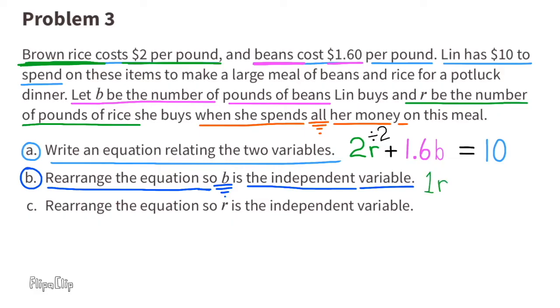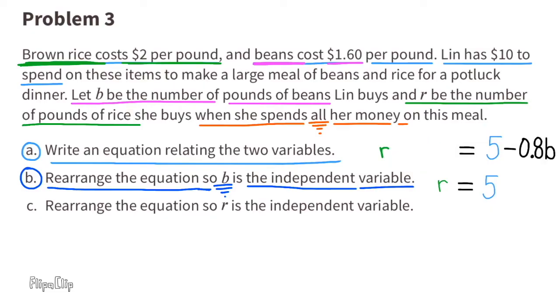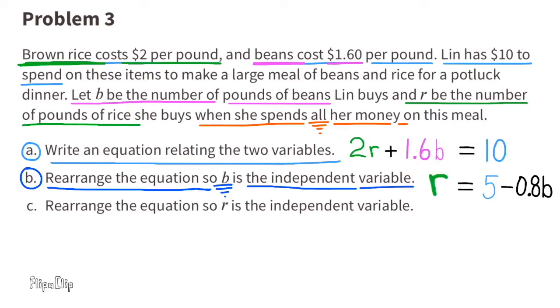2R divided by 2 is 1R. 10 divided by 2 is 5. Now we can divide the independent variable by 2. 1.6B divided by 2 equals 0.8B. Since we need the independent variable on the other side of the equal sign, we have to subtract 0.8B from both sides. Now the equation reads R equals 5 minus 0.8B.